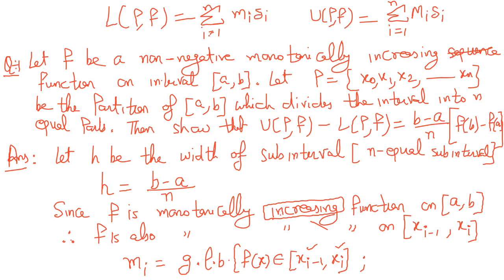Now you have to find the glb, and because it is increasing, see this one. This is the beauty of this function. Increasing means it has a lower value and a higher value, so you will get f of x(i minus 1) at this point. You will get the mi. So this is your mi, at x(i minus 1).